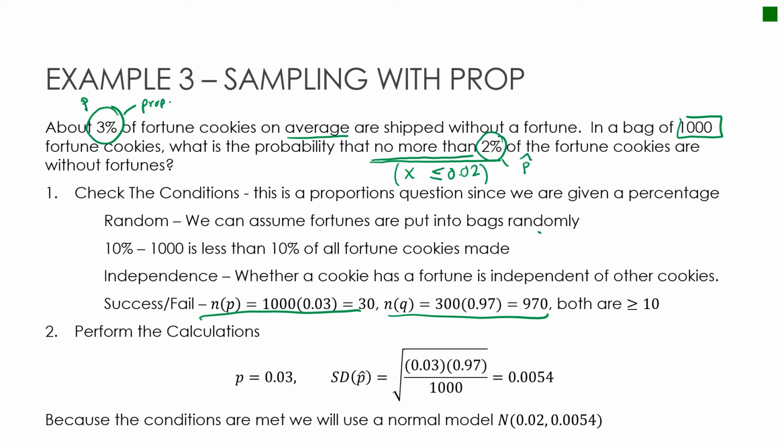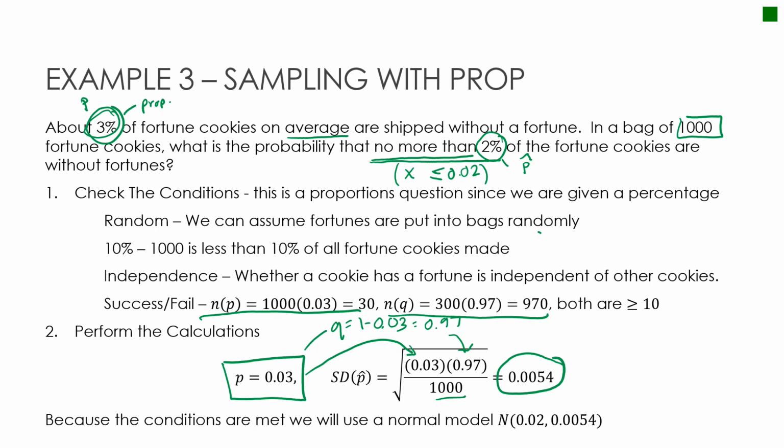What are my calculations? I don't have to calculate P. It's given to me in the question, 3%. I do have to calculate the standard deviation. Remember, if P is 0.03, then Q is 1 minus 0.03, which is 0.97. So that's where I got 0.03 times 0.97 divided by 1,000. And that gave me a standard deviation of 0.0054. That is the model that I'm going to use to find my z-score, to plug it into StatCrunch, etc.